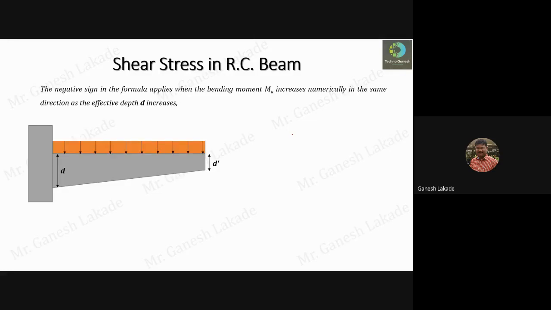Now this is subjected to external loading W, and due to this bending moment will get developed. So the BMD will be like this. Maximum bending moment will be at the support and zero bending moment at the free end. Okay, now here you can see that.